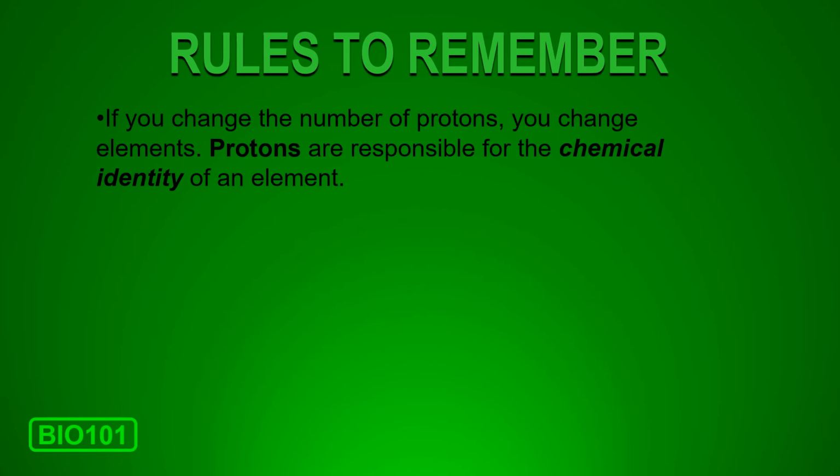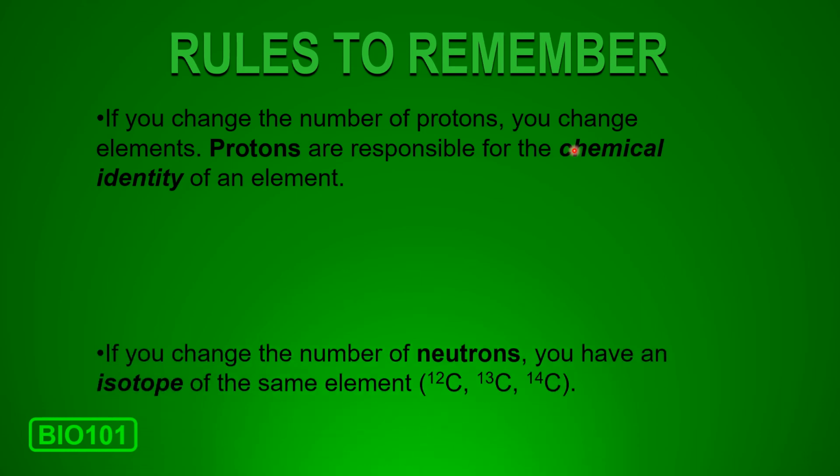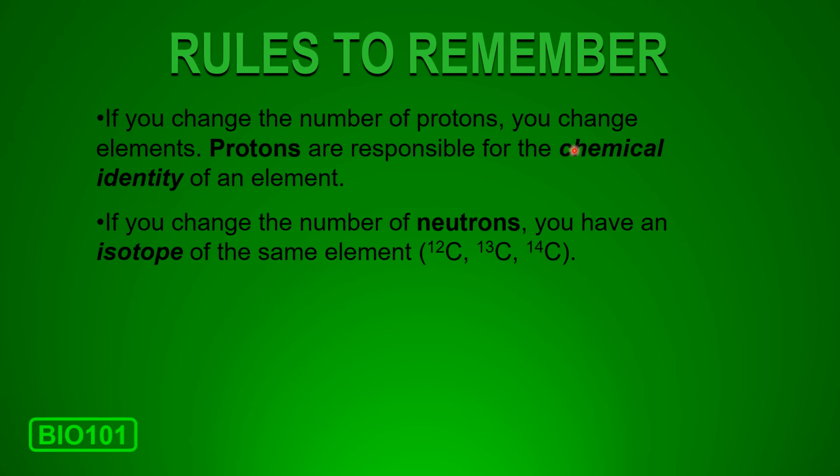All right, rules to remember. If you change the number of protons, you change elements. Carbon always has 6 protons, right? Oxygen always has 8 protons. So when you change the number of protons, you're going to a completely different atom, or element, as it were. Protons are responsible for the chemical identity of an atom. So carbon is carbon because it has 6 protons. Oxygen is oxygen because it has 8 protons. You can never have carbon with 8 protons.